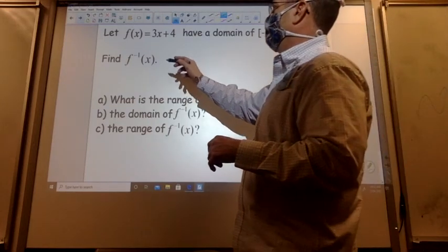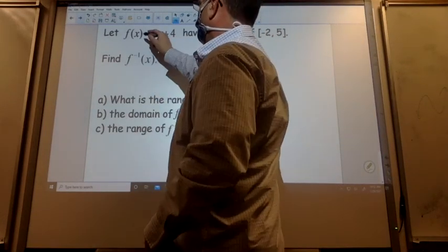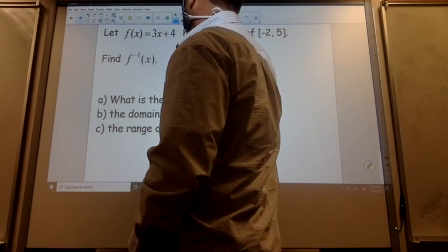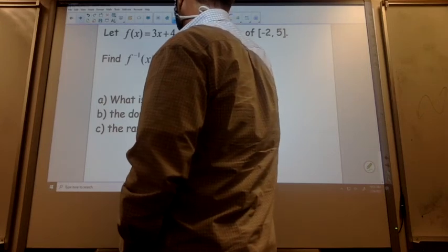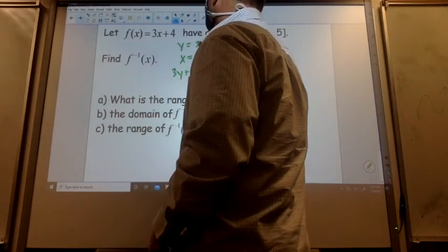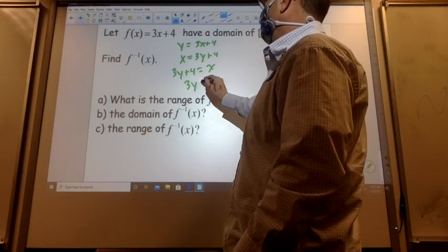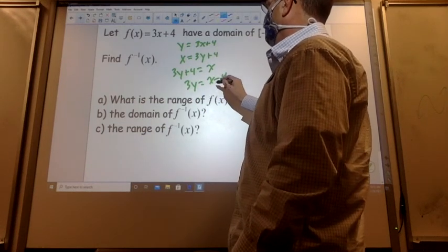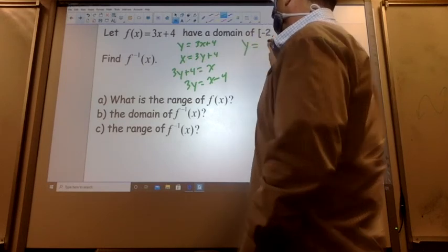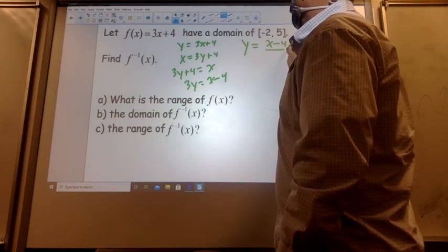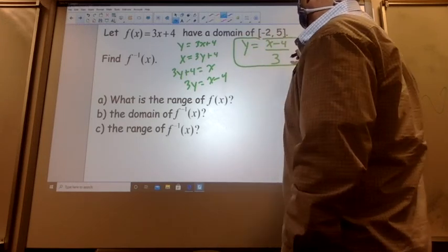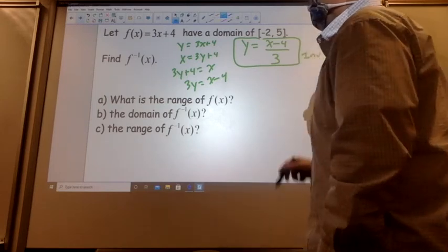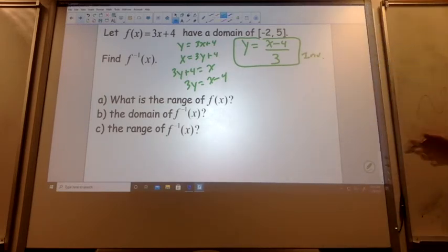So I want to find the inverse. Remember, f to the negative 1 means inverse, so I'm going to take this equation, y equals 3x plus 4, and go x equals 3y plus 4. Flip it over. Subtract 4. And then divide by 3. So this is my inverse. Okay? Now, let's answer these questions below.